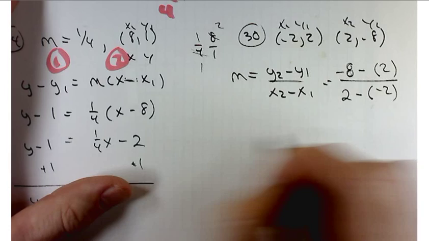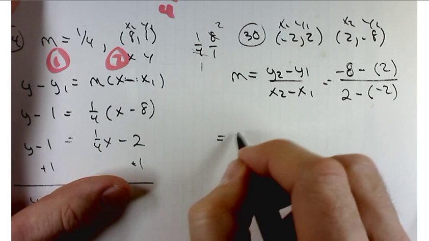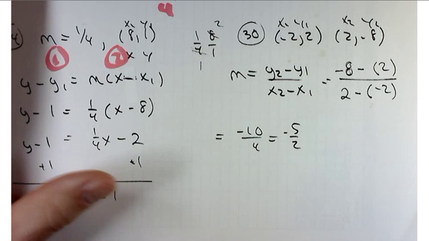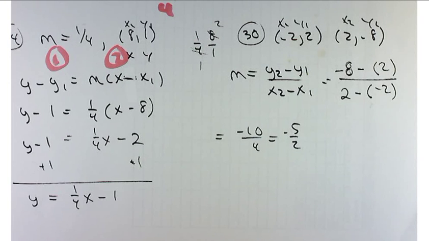Yeah. Good. So I get -10 over 4, which is -5/2. Thank you, sir.